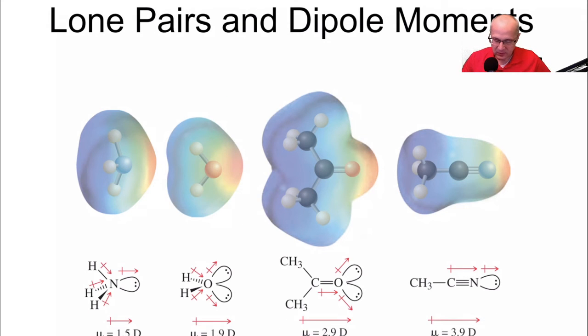And here are what are called electron maps. Basically, what you're seeing is how much negative charge is on the end here. The nitrogen has a fairly good red spot there. Oxygen's a lot more red. Here's a carbonyl. The oxygen is definitely going to be red. And the nitrogen of a nitrile is definitely red. They're delta negative.